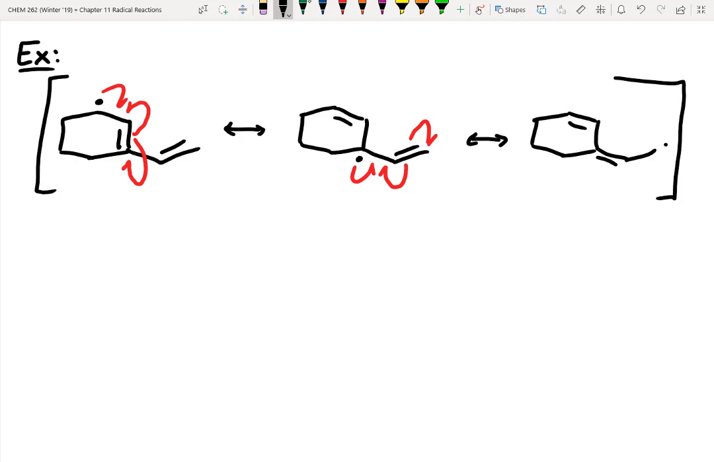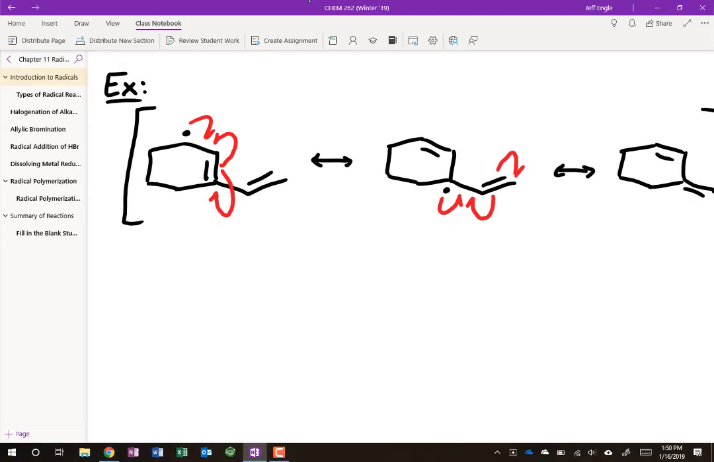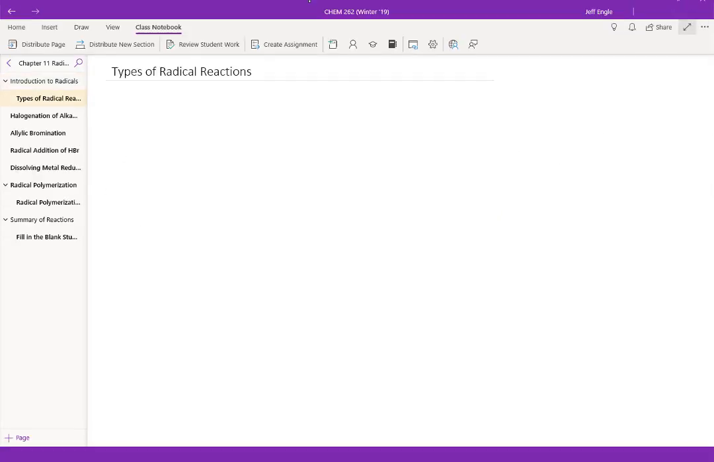That's a good question. For radicals, it gets a lot more complicated, so we're really not going to get into that. In this situation, we're going to assume they're all relatively equal stability. All right, so let's take a look at the most common reactions that occur with radicals.